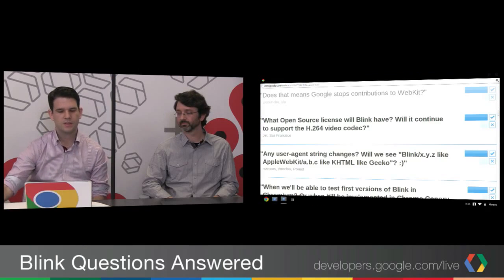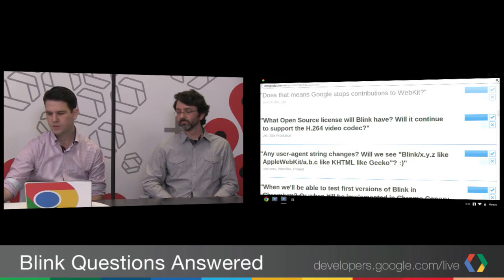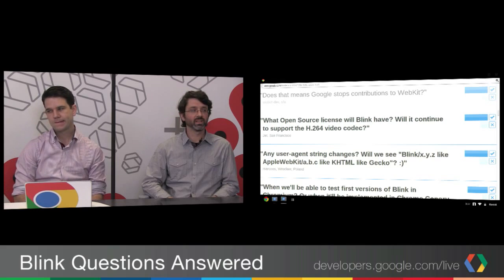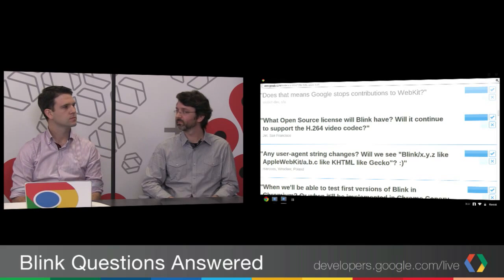What open source license will Blink have? Will it continue to support the H.264 codec? So there's no relicensing happening as part of this fork. It's a collage of licenses. The history of WebKit is that it's absorbed code from a variety of projects. I think a lot of it is BSD, BSD license, and LGPL. Okay. Will it continue to support the H.264 codec?